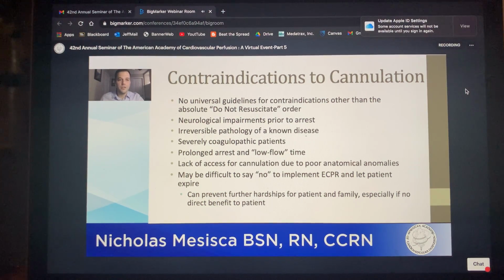But in the end, it can be incredibly difficult morally to say no to placing these patients on ECMO and allowing them to expire in the moment. But if we create these preset guidelines, it can make these decisions to say no much easier for providers, especially when there's no direct benefit to the patient. Going through these guidelines can ultimately prevent prolonged, drawn-out care and possible pain for the patient, and also grieving at bedside for the families when death is inevitable.